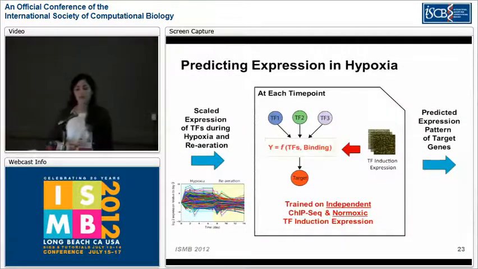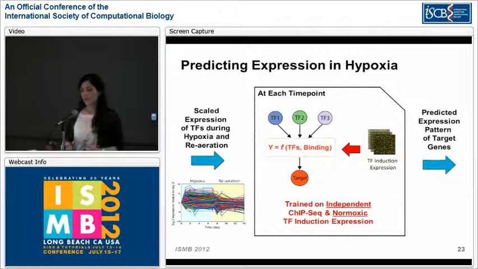But as you all know, some transcription factors work together in combinatorial activities to regulate genes. Therefore, we took a step further to do modeling and relate the expression of genes to the expression of their transcription factors that bind to that gene based on ChIP-seq data.